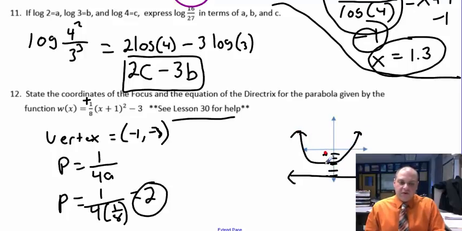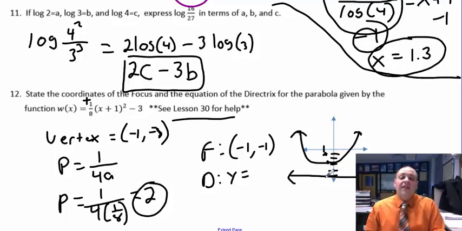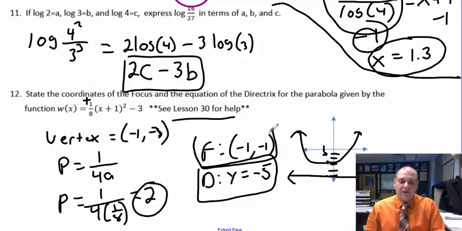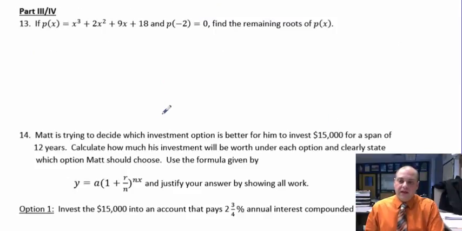Okay, so here's my focus point, and that occurs at -1, -1. So my focus is -1, -1, and my directrix is y equals what? Well, it was -3, and then I went down 2 units, so that's going to be -5. Y equals -5 would be my directrix, and my focus would be -1, -1.